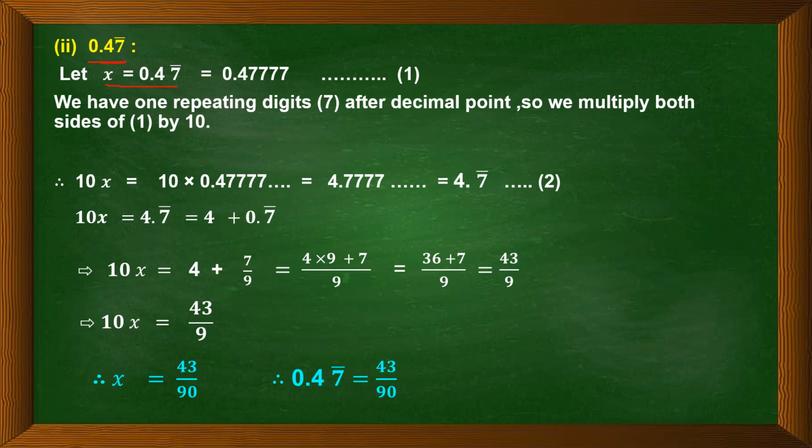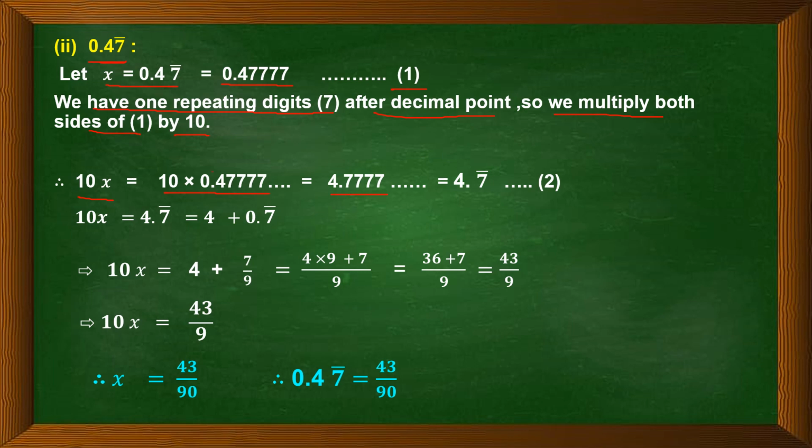Now since 7 is being repeated, we shall write 0.4777. We can write 7 four times just for convenience. And so this is our equation 1, that x is equal to 0.4777, and so on. Now we have only one repeating digit, that is 7, after the decimal point. So we shall multiply both the sides of equation 1 by 10. So 10 into x is 10x, and 10 into 0.4777 and so on is 4.777.